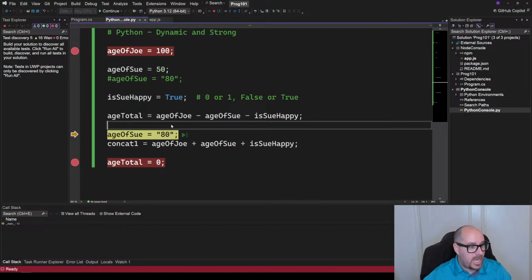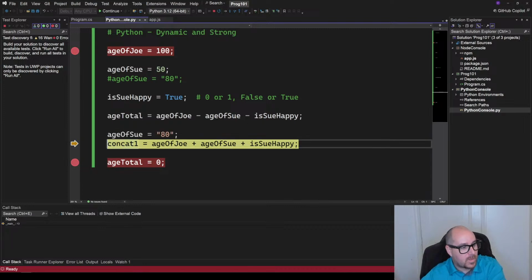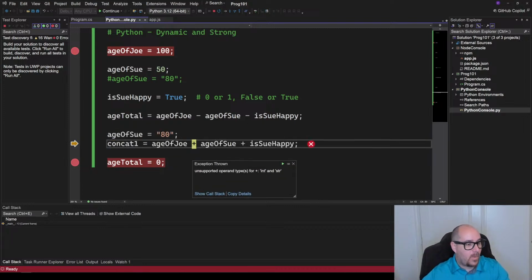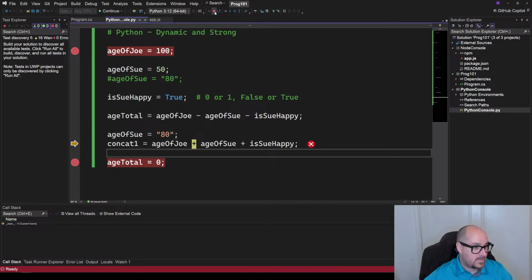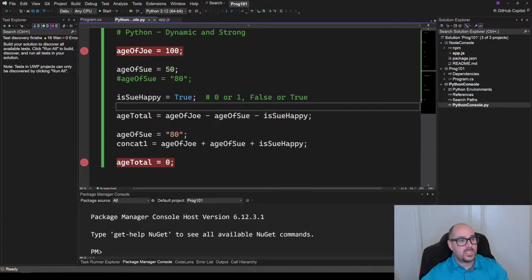And now I'm going to change age of Sue back to a string of 80, and I'm going to concatenate. Now, when I concatenate, again, this is a strongly typed language, the first number I have here is an integer, and you can't concatenate integers together because integers aren't strings. When you concatenate, they have to be strings. So unsupported operand types for the concatenation plus symbol, you can't have an integer and a string. It's got to be all strings. So, of course, that's going to throw an exception. So that's what strong means.